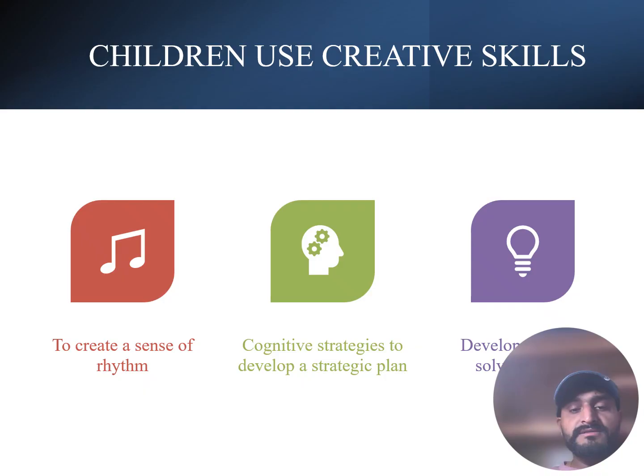So the next slide is about children using creative skills. Children are using their creative skills to create a sense of rhythm, and cognitive strategies to develop a strategic plan, address a struggle, compare and contrast the situation, and develop problem-solving skills. I conclude from this that children achieved their learning outcomes by performance-based demonstration skills, like a presentation, a performance, or a creation of a product like a piece of art.